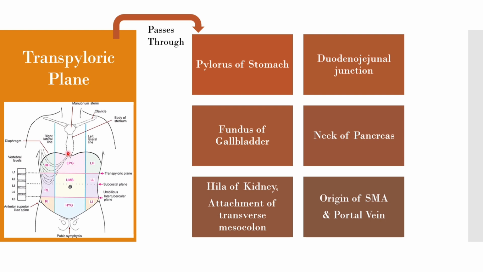So you can imagine here comes the pylorus of the stomach, and here comes the duodenojejunal junction. Regarding the gallbladder, that is the fundus, and nearby is the neck of the pancreas. In the posterior aspect, we can imagine the hilum of the kidney. And you have to remember the origin of the superior mesenteric artery and portal vein. These are all the anatomical landmarks of the transpyloric plane.